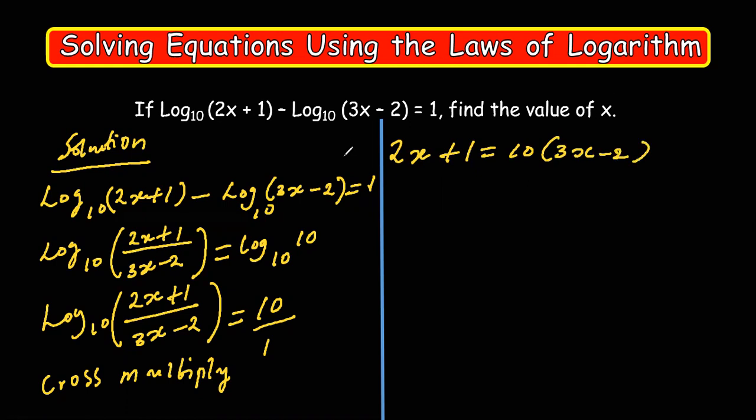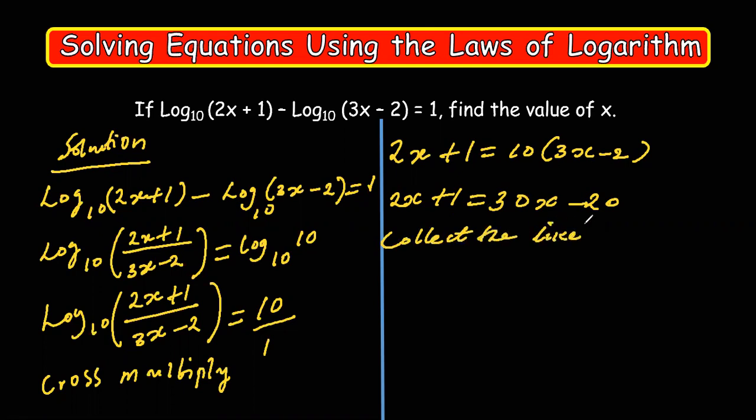So let's write the value here. 2x plus 1 equal to 10 times 3x. We should have 30x minus 10 times 2. We should have 20, of course. So here we collect like terms, we rearrange. Here we have 2x plus 1, and then we have 30x here. So we take it to the left hand side. Once it crosses the equation sign, it changes the sign. So we should have 2x minus 30x equal to minus 20, and then plus 1 becomes minus 1 here.